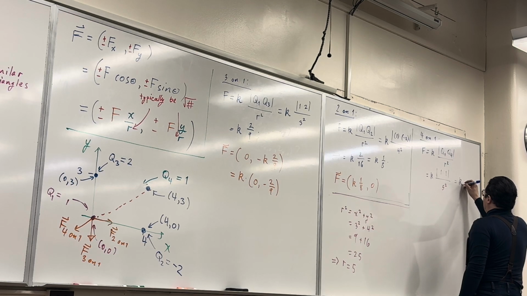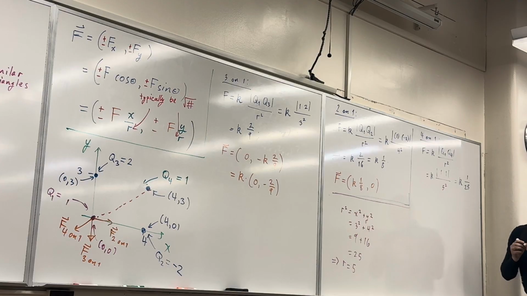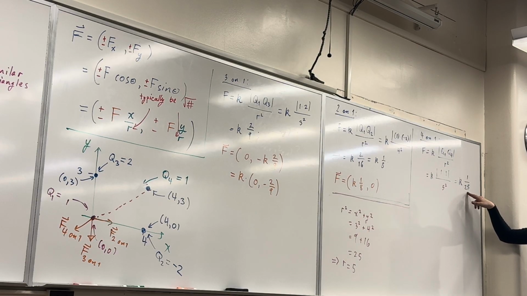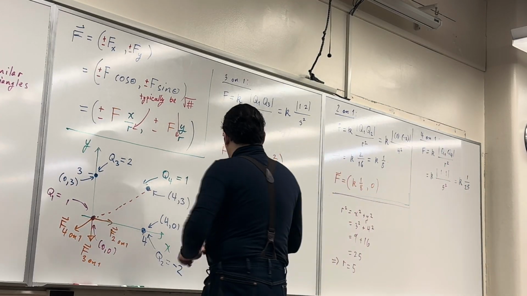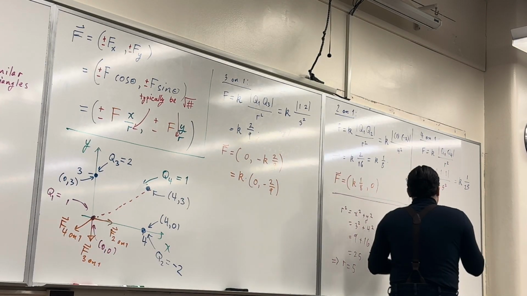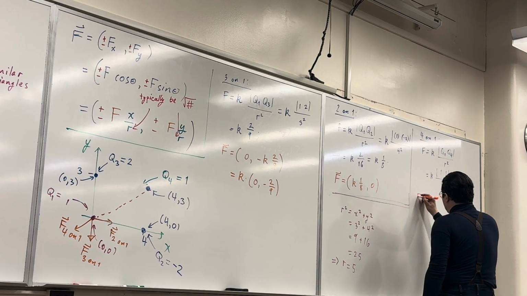We've got k times 1 over 25. You can already see that by being just a little farther away, the strength of the force is much smaller. 1 over r squared decays very fast. Just a tiny increment away, and it's much weaker. Now this is the hardest one, this is the scary one. So we'll go very slowly.